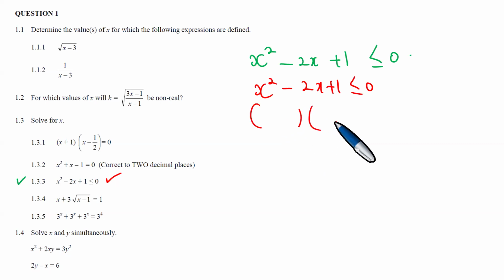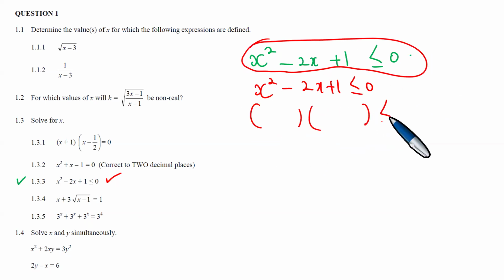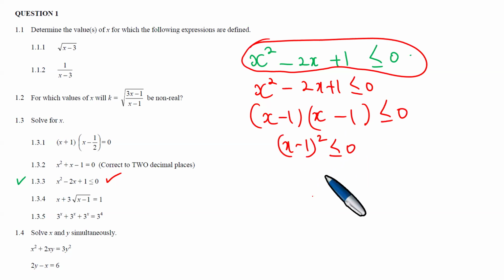We're looking at 1.3.3. So you have x minus 1 times x minus 1, which is x minus 1 squared less than or equal to 0. So in the end, what we're getting is the following: x minus 1 squared is less than or equal to 0.